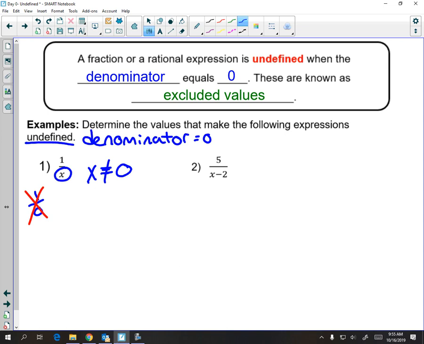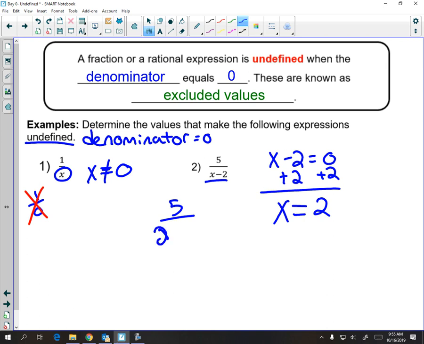The next one, you're going to do the same thing. You want to find which value of x makes your denominator equal to 0. So x minus 2 equals 0, and you're going to solve for x. But again, we don't want x to equal 2 because that makes our denominator be equal to 0. And that's not good. So we want to say that x does not equal 2. X can be any other value.